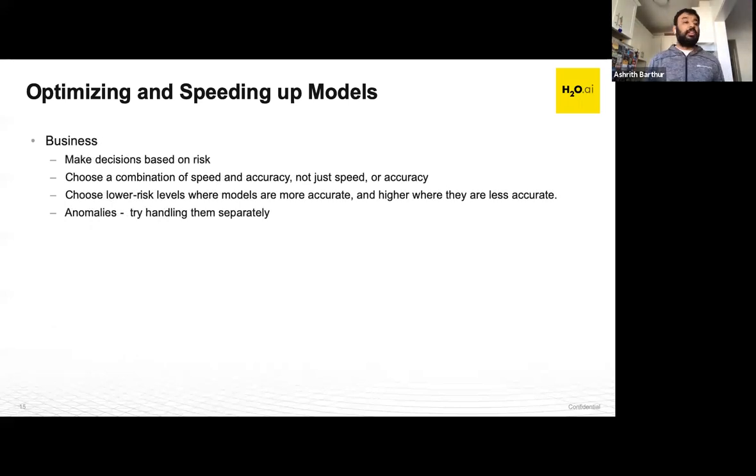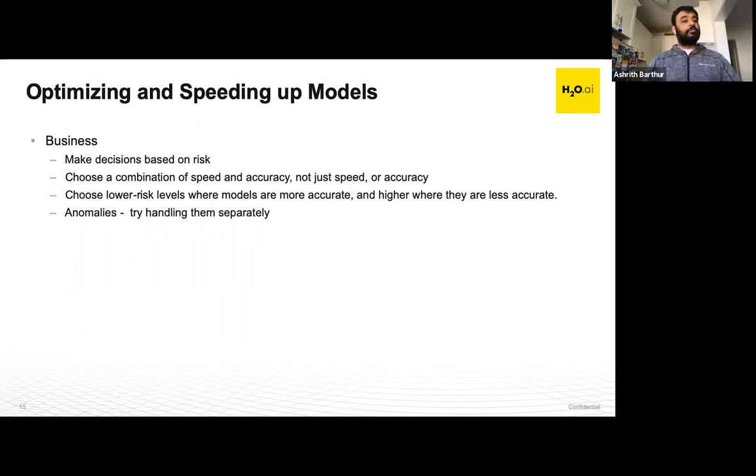In terms of the decision, in terms of the business, look at how you decide based upon risk. Choose a good combination between your speed and accuracy, not just speed, not just accuracy, because, for the reasons we mentioned, scaling is a need right now, and you also need to be accurate. Otherwise, you would be held back by reviewing false positives all the time. Choose low risk levels, which would be much more valuable, where models are more accurate, and higher risk levels where they're less accurate. So you can actually compromise on that.